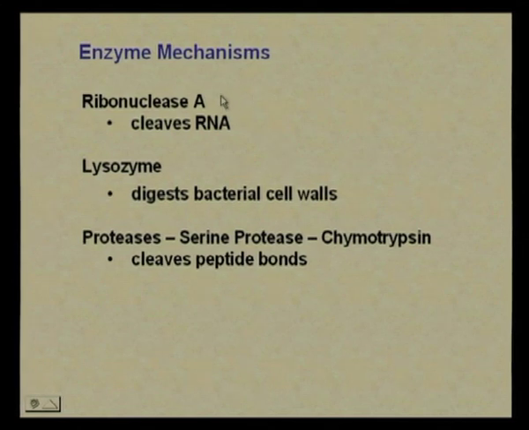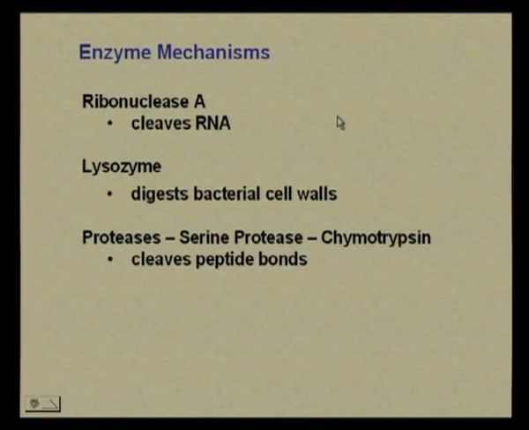That is exactly what we will see for each of these three cases: how ribonuclease A, after cleaving RNA, gets back to its original RNase A structure, where it can go and cleave another RNA. Similarly, we will see how lysozyme works, and also chymotrypsin, which cleaves peptide bonds.